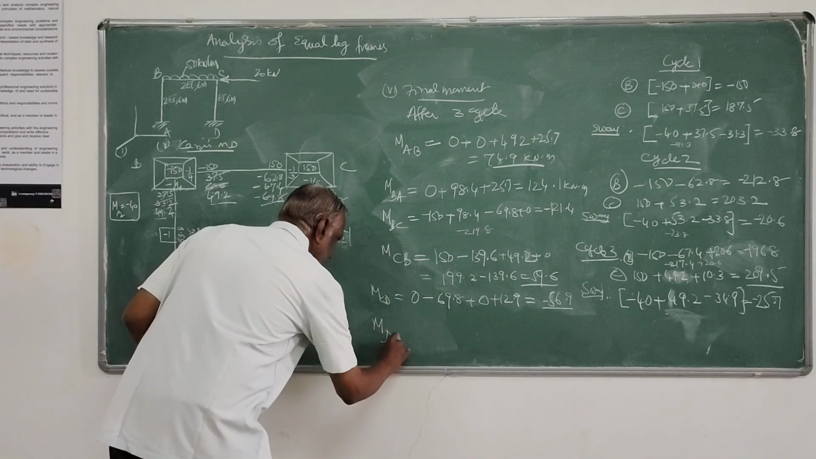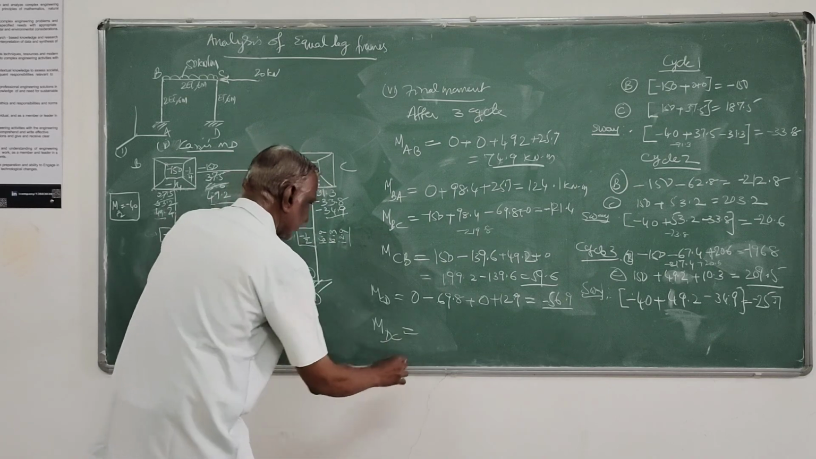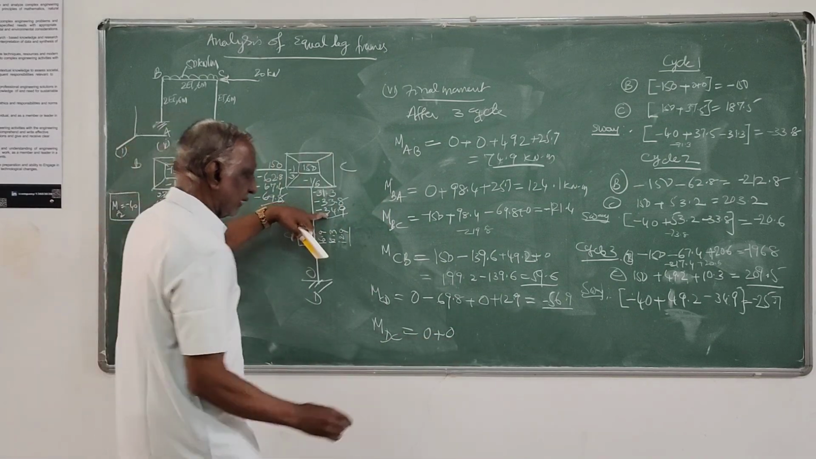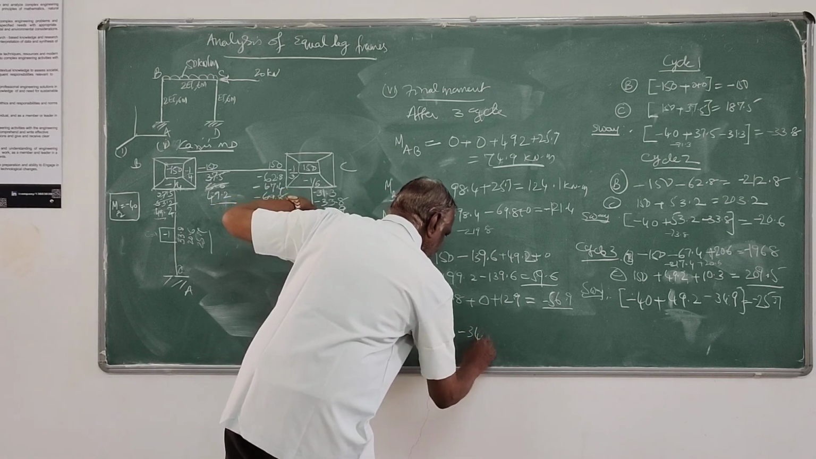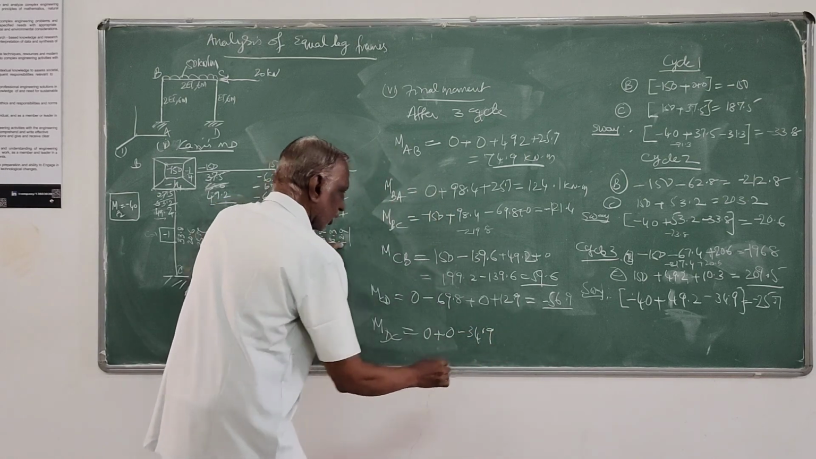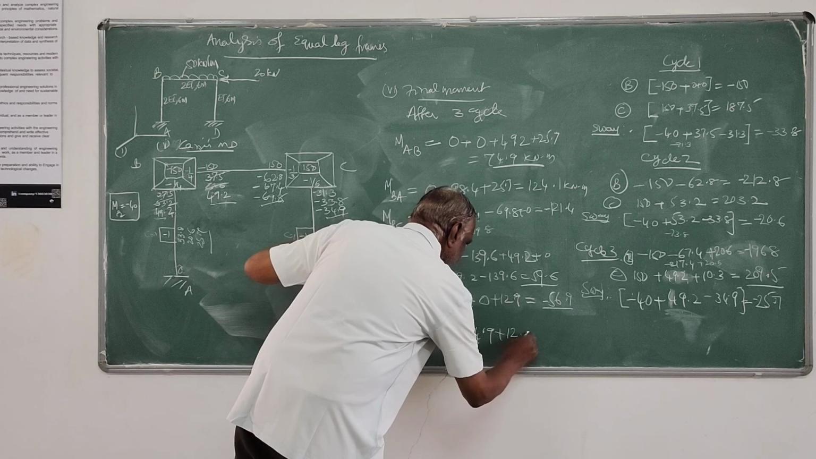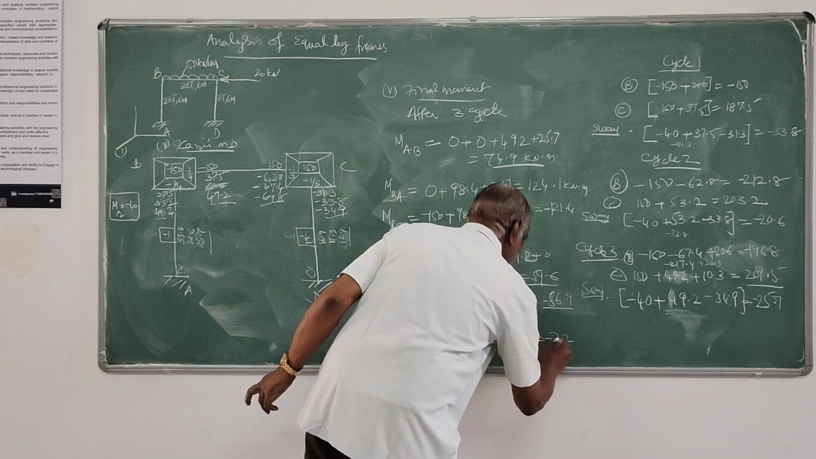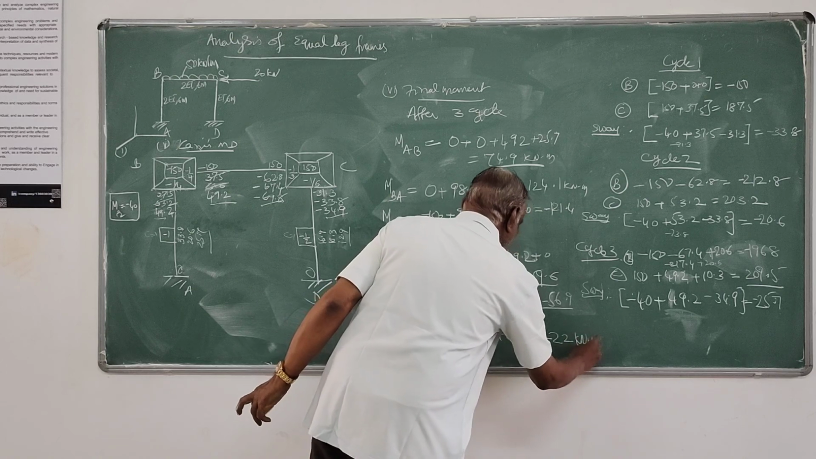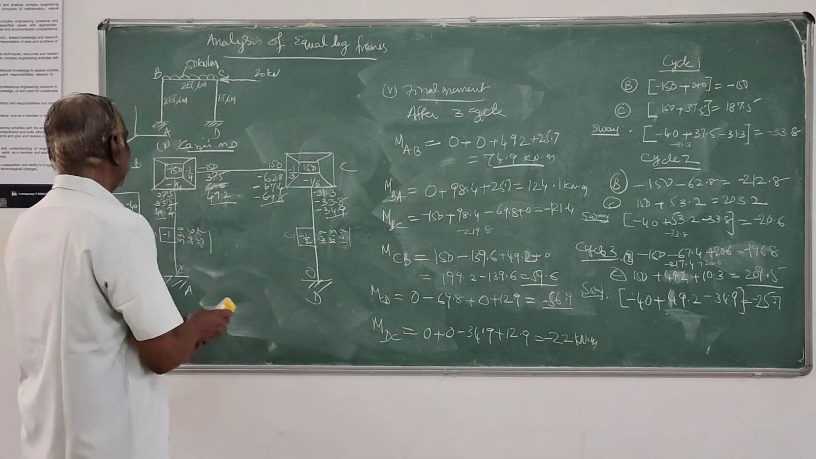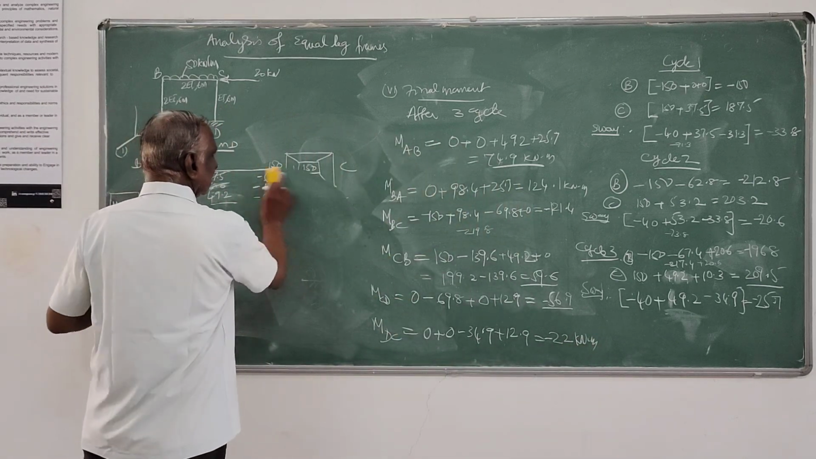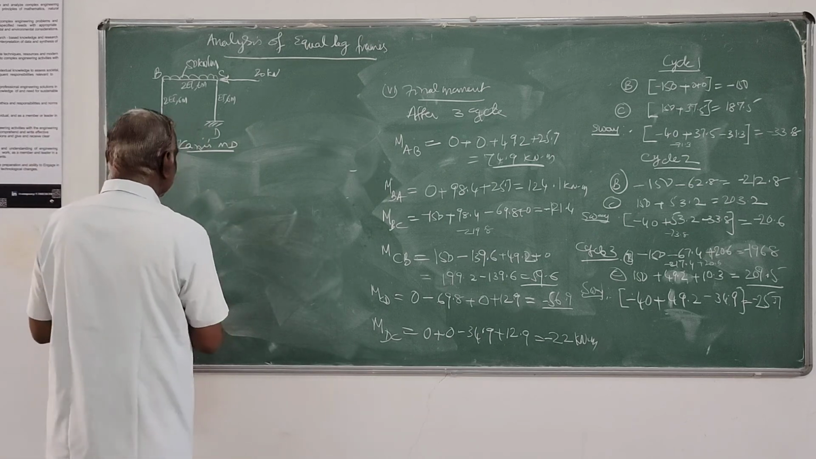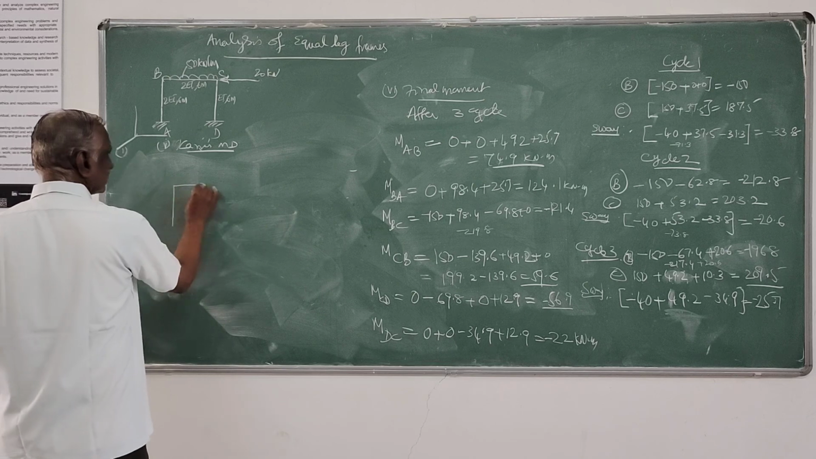Then lastly, MDC. No fixed end moment. Twice rotation contribution 0, further end contribution minus 34.9, then sway contribution 12.9. This is equal to minus 22. So these are the end moments you got. Then finally you can plot the bending moment diagram.